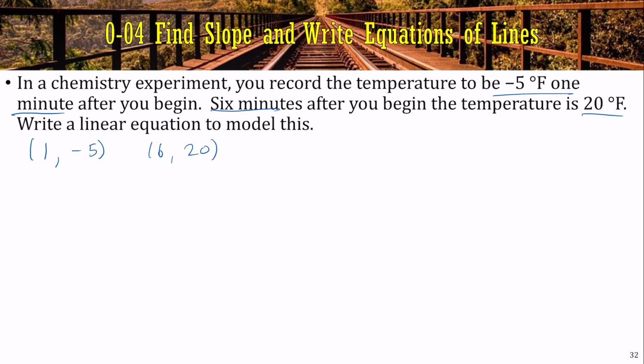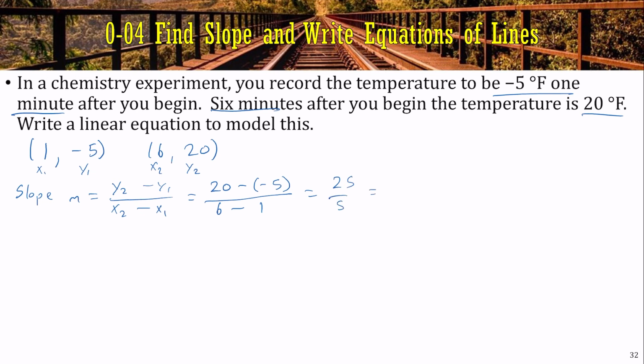All right, first thing we need to find is the slope. So we'll call this x1, y1, and x2, y2. Our slope is y2 minus y1 over x2 minus x1. y2 is 20, y1 is negative 5, x2 is 6, x1 is 1. So it's 25 over 5, or 5. And our units would be, what was on top was the degrees Fahrenheit, on the bottom was our minutes. So our rate of change is 5 degrees Fahrenheit per minute.